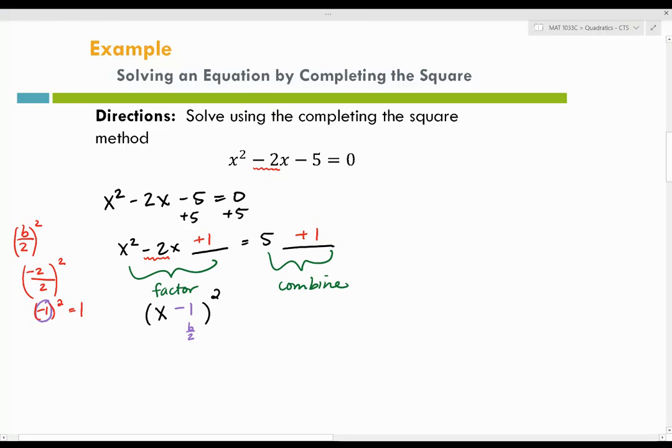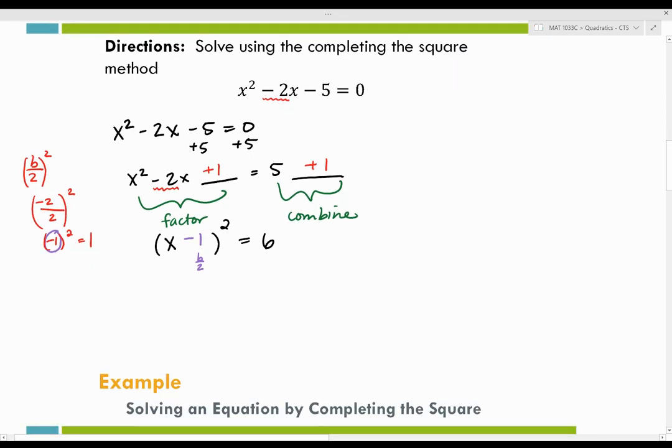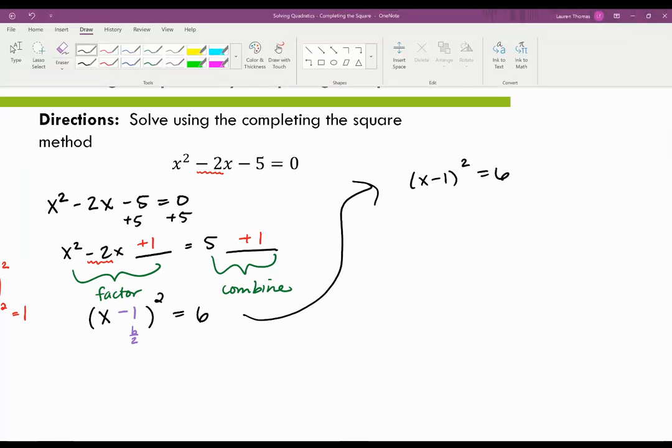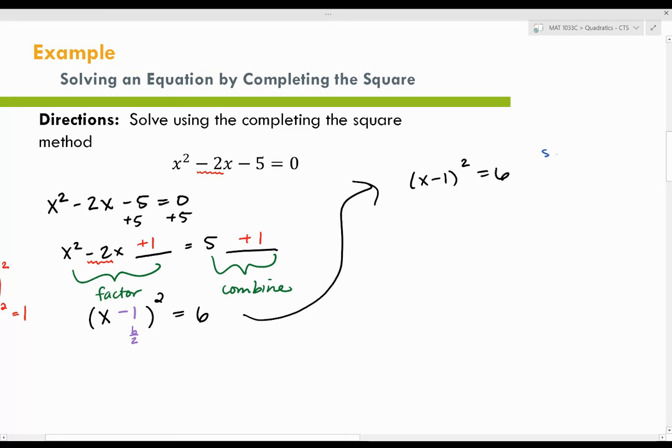And then we are going to combine 5 plus 1, which is 6. Okay, now let me rewrite it so it's a little clearer. We have (x − 1)² = 6. Okay, now based on the methods that we learned previously, this is perfectly set up now to use the square root method.